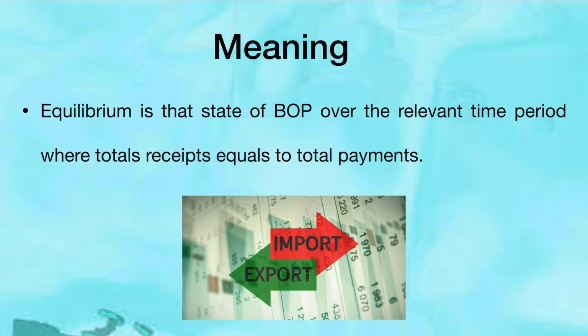Say for India, the last financial year we had 1 crore rupees worth of import. Also, we had 1 crore rupees worth of export. So this condition where the export amount is equal to the import amount, this state is said to be equilibrium in balance of payment. But in reality, it is not possible.